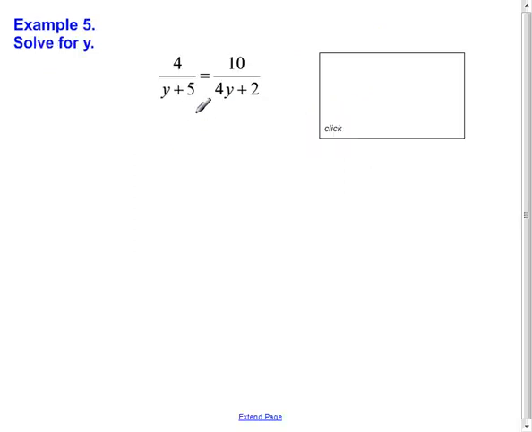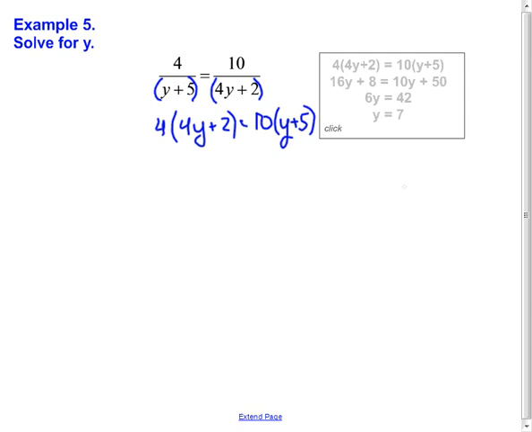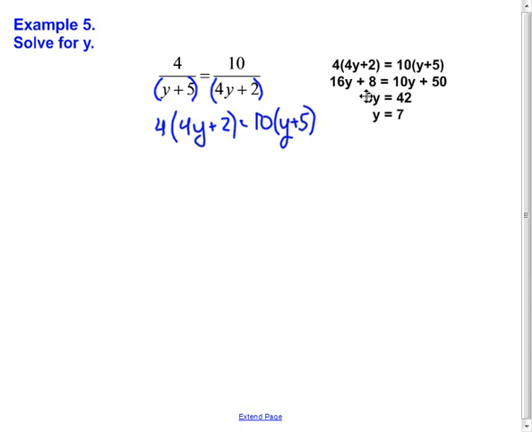Alright, here's our last example. Solve for y. So again, you want to put anything with more than one term in parentheses. So we're going to do 4 times (4y plus 2) equals 10 times (y plus 5). I think it might be a little more organized right here. Multiply that out. Use the distributive property. Get like terms to one side. I moved the 10 over here. I moved the 8 over here. Simplify, and you should get 7.